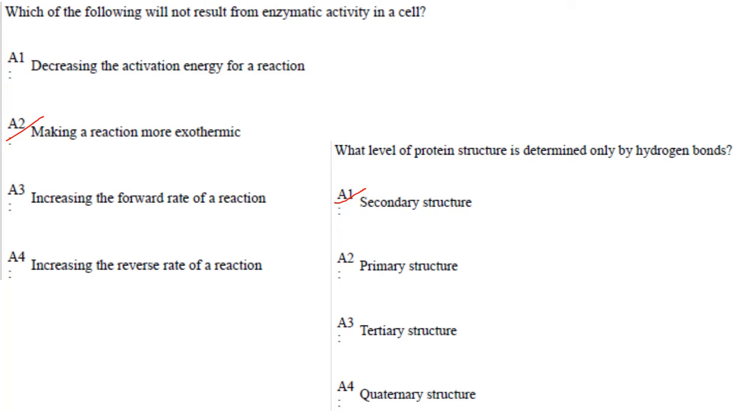Then next one. What level of protein structure is determined only by hydrogen bonds? So you know about the secondary structure. There are two types, that is the alpha helix and the beta sheet. Alpha helix is a coiled spiral and the helix is stabilized by hydrogen bonds between the carboxyl group of one amino acid and the amino group of the fourth amino acid after it. Then you have the beta pleated sheets. In this also, two or more chains are joined together by intermolecular hydrogen bonds. So the level of protein structure determined only by hydrogen bonds is secondary structure. Answer is option 1.